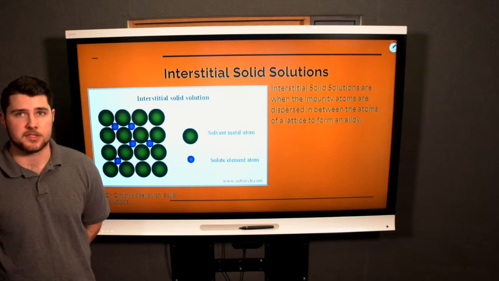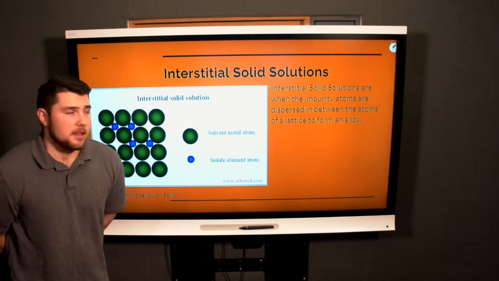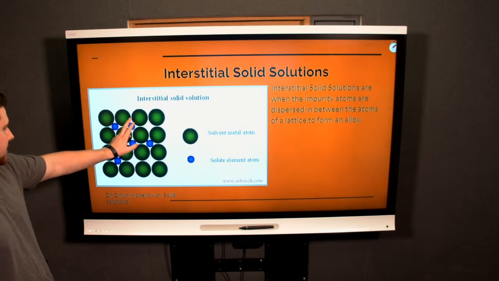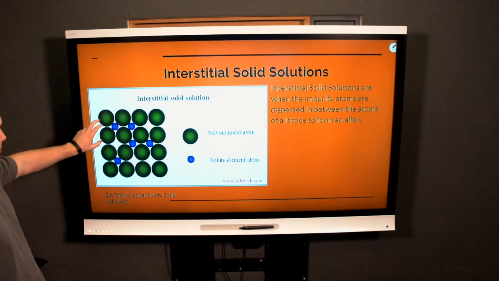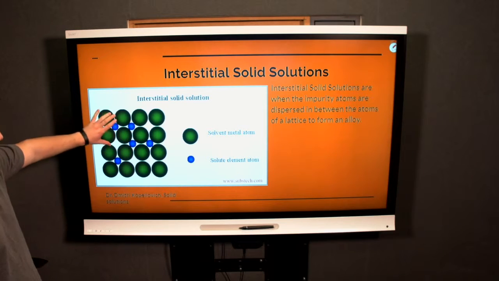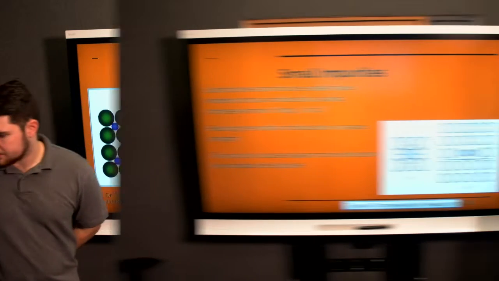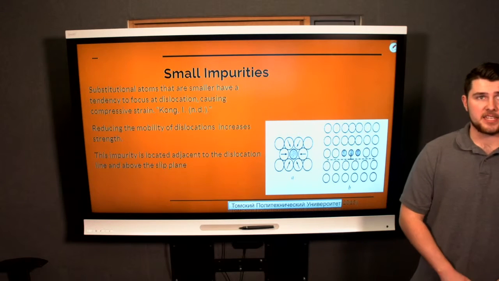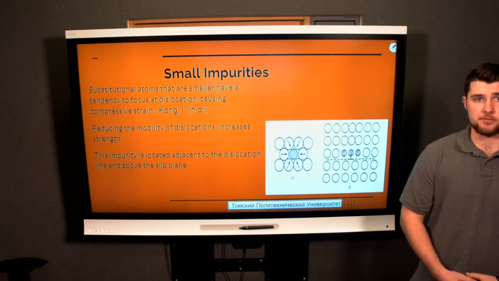Interstitial solid solutions, however, are when there are impurity atoms that are dispersed between the lattice. So here we can see that the solvent metal atom and then the solute element atom are dispersed interstitially between that lattice. With smaller impurities, the substitutional atoms have a tendency to focus on dislocation, causing compressive strain.